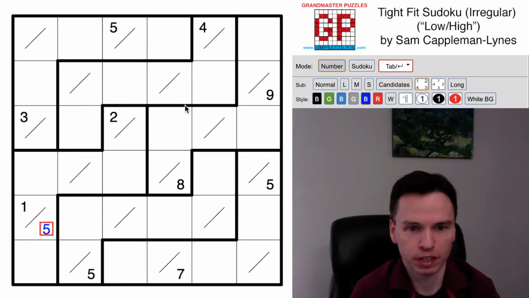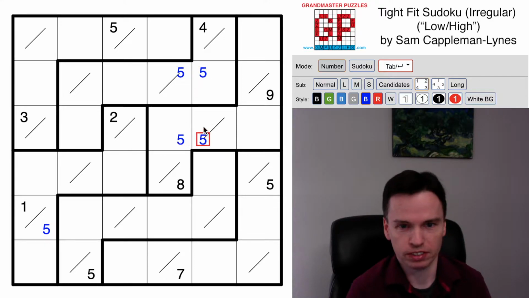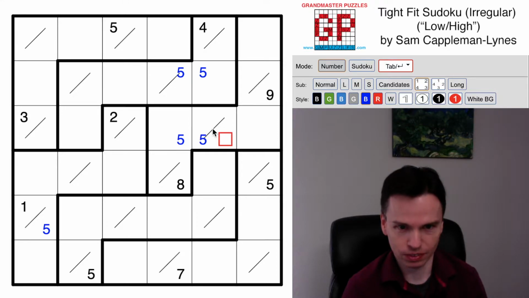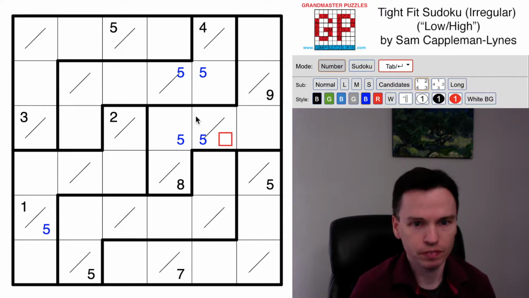This cell will have to be a 5, and then there'll be a 5 in the space and the space. And I'm trying to write these clues on the edges and also not in the obvious slash position, so I know that right now this isn't a sure placement.